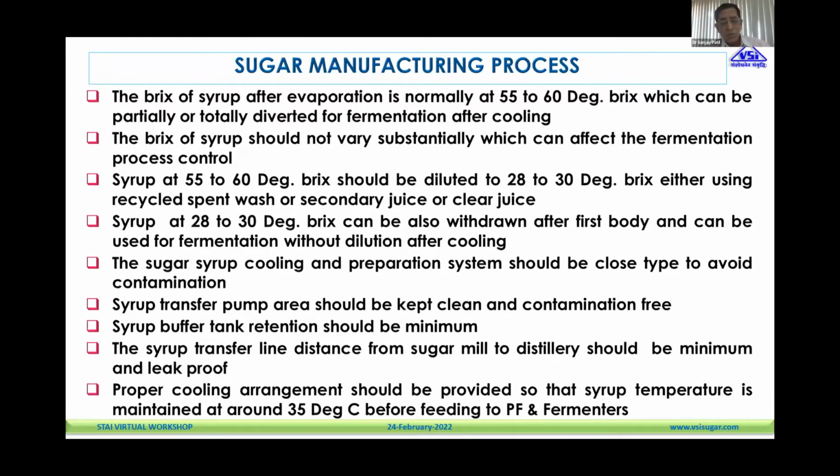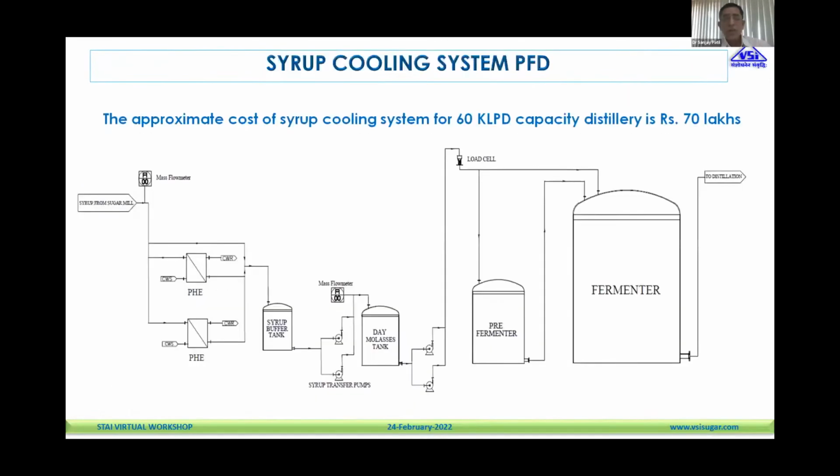Proper cooling arrangement should be provided so that syrup temperature is maintained at around 35 degrees centigrade before feeding to the pre-fermenter or fermenters. So this is the typical syrup cooling system which is used in our distilleries, and this is as per the DFPD guidelines. So you have to have 2 mass flow meters, and of course we usually have a load cell type weighing system in the distillery, which can measure the quantity of syrup being taken in the fermentation house.